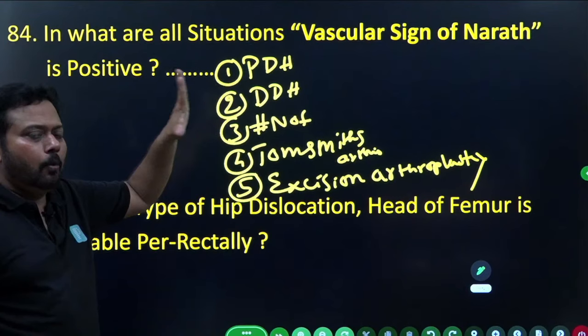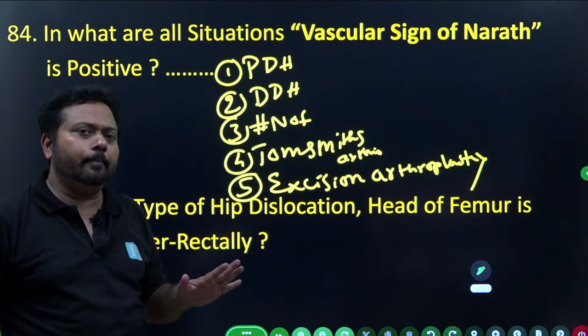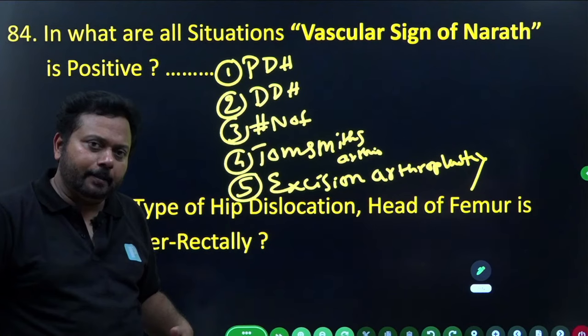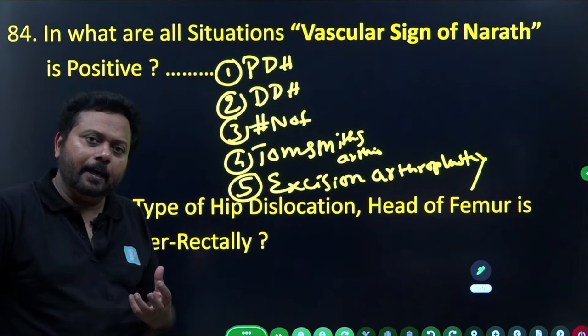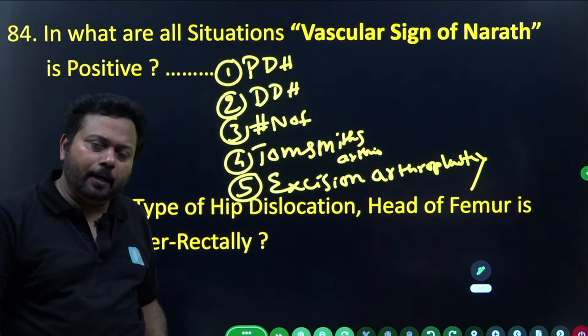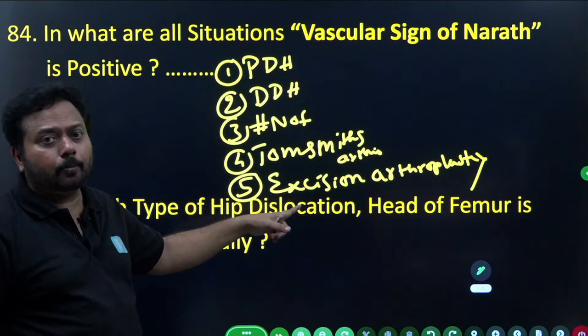What do you mean by positive vascular sign of Narath? You are palpating the femoral artery. On the affected side, you are not able to feel the femoral artery, or it is felt very feebly. Then it's called positive vascular sign of Narath. Why are we able to feel the femoral artery very prominently? Because underlying there is the head of femur, a bony support. So when you press the femoral artery, you are able to feel the pulse easily. If the bony support is lost, when you press, the vessel will go inside. There is no underlying bony support, so you can't feel the pulse. This is called vascular sign of Narath. What are the causes? Posterior dislocation hip, developmental dysplasia hip, fracture neck of femur, tuberculous arthritis, excision arthroplasty. This is called Girdlestone's excision arthroplasty. This is done for tuberculosis hip.